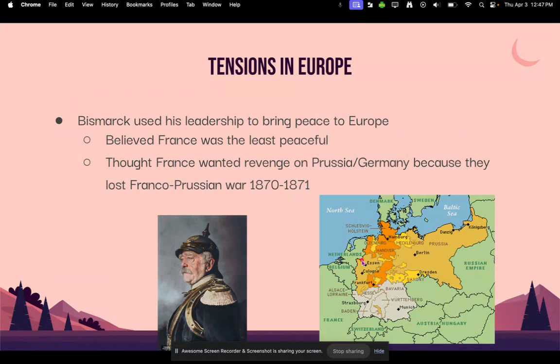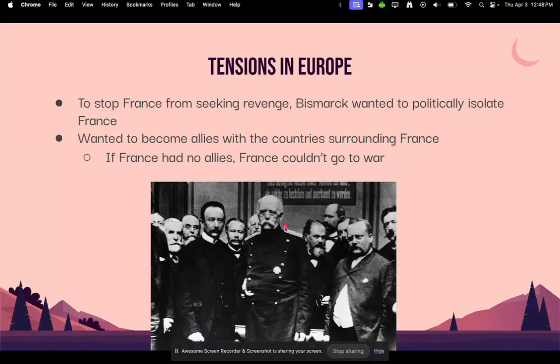So Bismarck used his leadership to bring peace to Europe. He believed France was the least peaceful out of all those countries. So remember, France is right here, and they share a border with Germany. And he also thought that the French wanted revenge on Prussia-Germany because they lost the Franco-Prussian war back in the 1870s, that we did not talk about in this class. Because if we talked about every single war that happened in Europe, we would be here a long time.